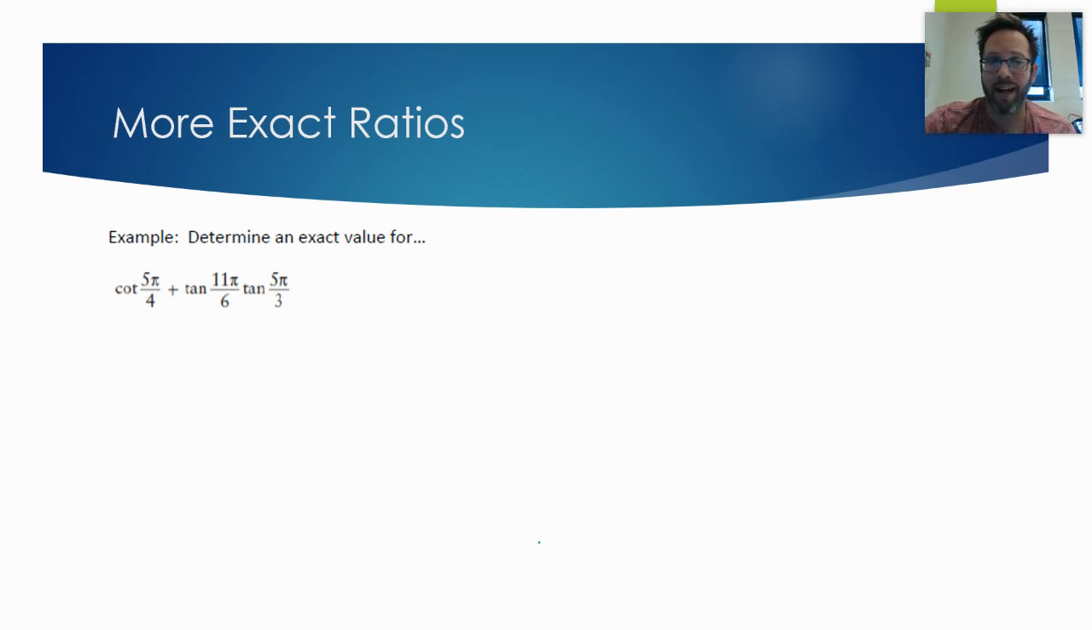So we're going to do a little bit more with exact ratios. We're going to determine an exact value for this: the cotangent of 5 pi over 4 plus the tangent of 11 pi over 6 times the tangent of 5 pi over 3. And I'm going to make use of my unit circle.